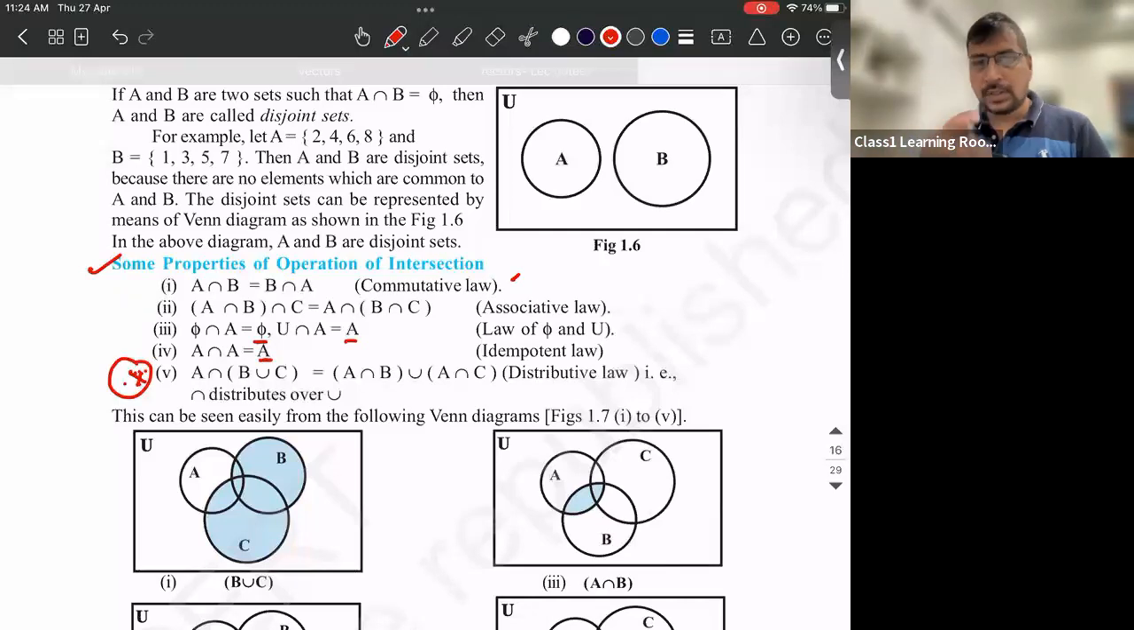Till here, make a note. I'll explain the last point at the end. So write down the heading as some properties of the operation of intersection.